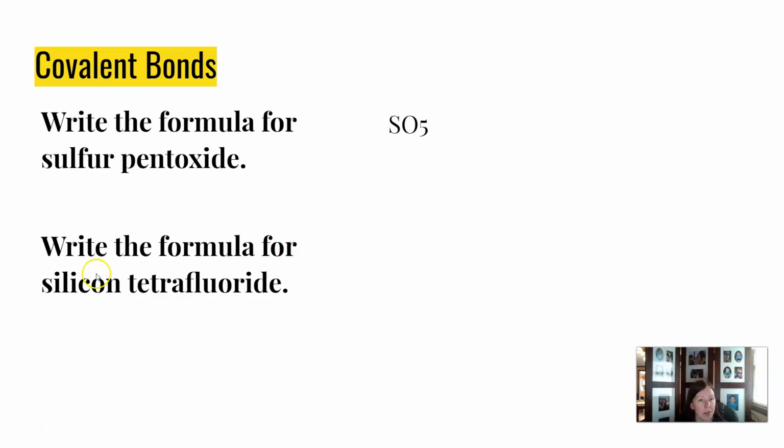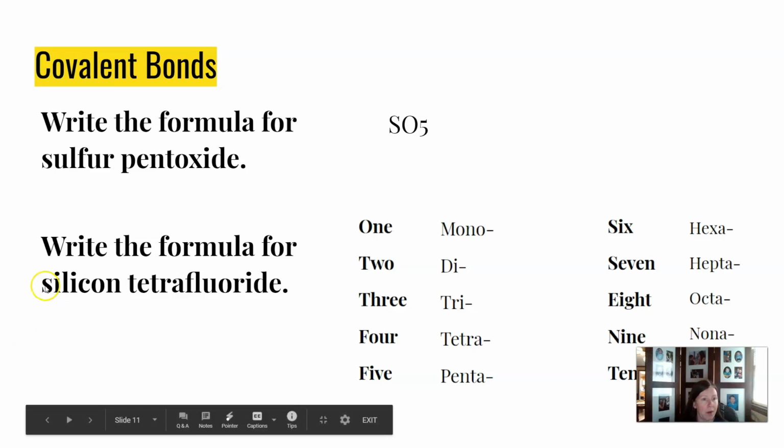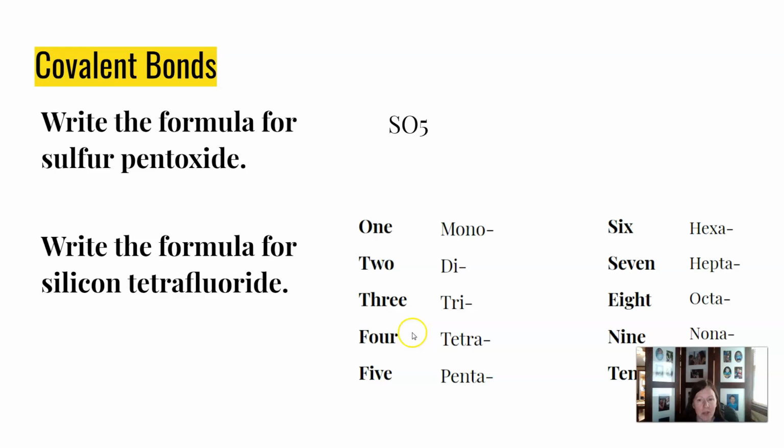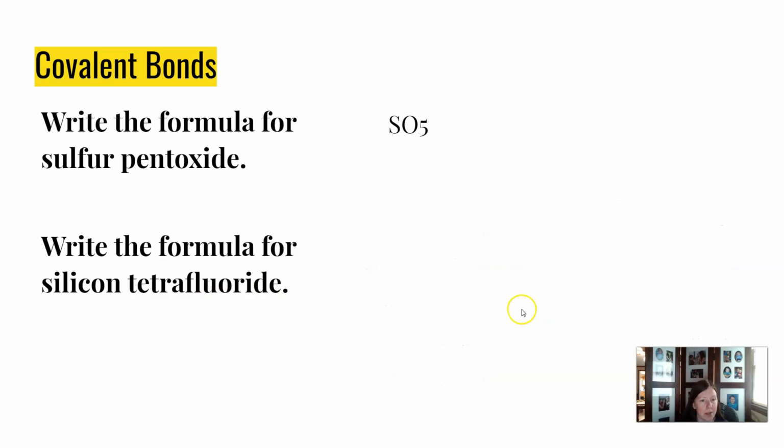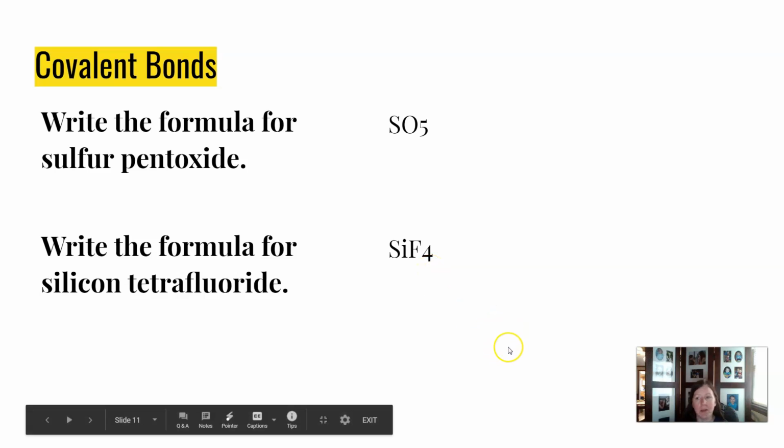Write the formula for silicon tetrafluoride. So again, looking at our chart, we don't have a prefix, so we know there's 1 silicon. We have tetra, which is 4, so 4 fluorines. So silicon is Si, so we'd write our Si, there's one of those, and then we'd have to have 4 fluorines. Okay? All right, so these are easy. When we're writing the formulas for covalent bonds, all we do is pay attention to those prefixes, and they tell us what numbers to put. No crisscross, no nothing.